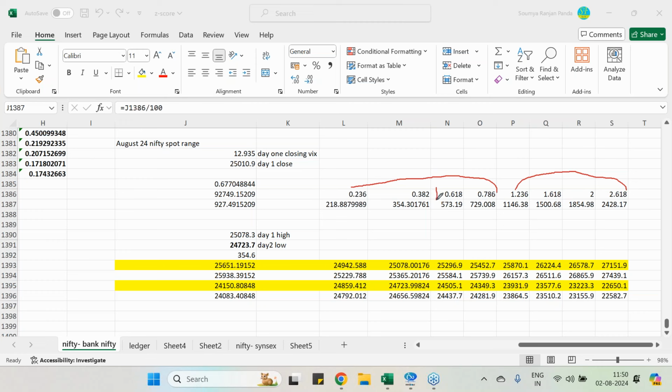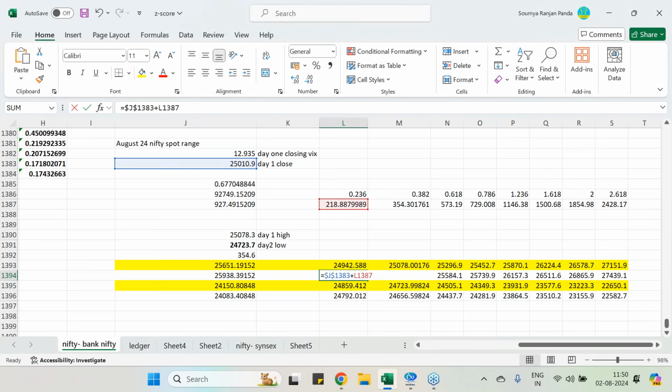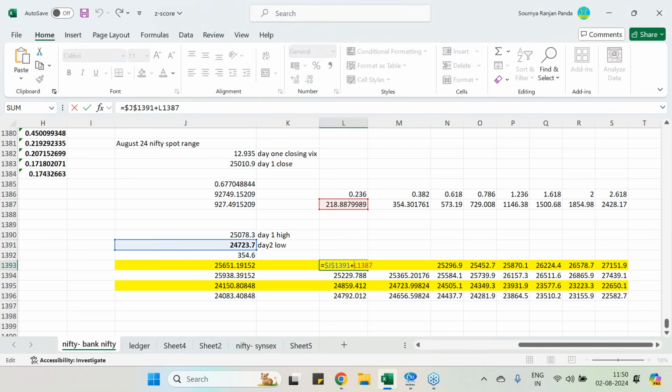If you want, you can add 0.5 here, you can add 1 here, you can add 0.888 here. That is based on your choice. After doing these things, a low has formed and a high has formed. So I am just adding this value. With the low, I am adding 218.